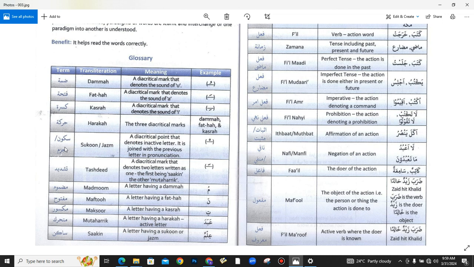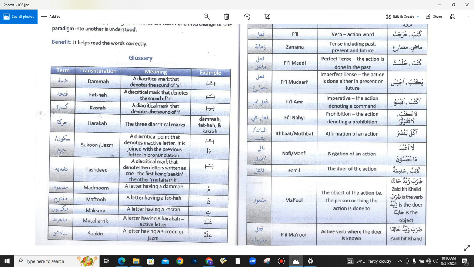Sukun and jazm give a sudden pause on whatever letter the sukun or jazm is upon. So this gives the sign that the sound would become a sudden pause here. When I say sudden pause, a pause or stop can only be done when there was something coming on before. So the letter upon which the jazm is requires a previous letter having some kind of haraka, because if there is no previous letter having a haraka, there is no stop. How can we stop a thing that never existed?